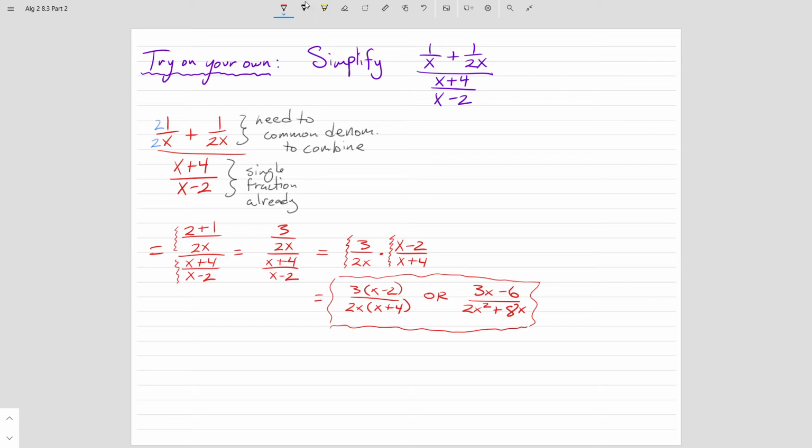So the 3 and the x minus 2, the 2x and the x plus 4. If you wanted to multiply them out, you could. It's just kind of your preference.